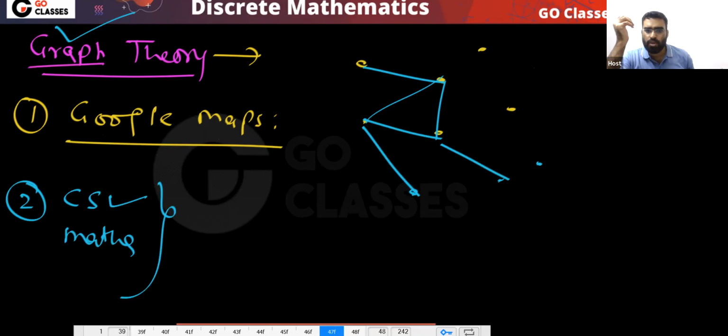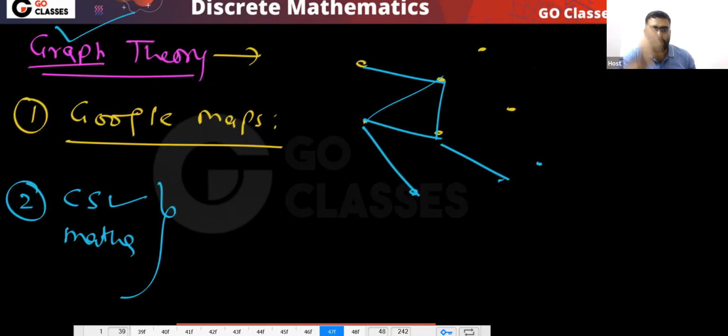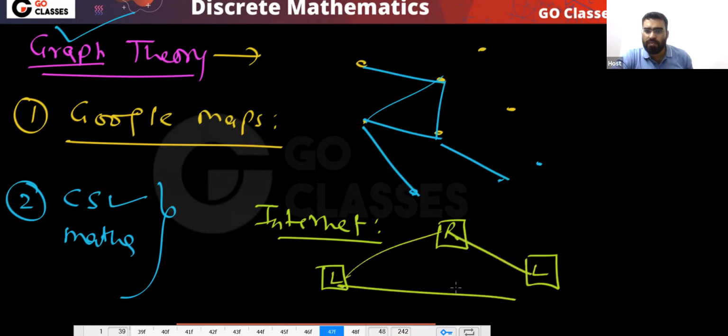Okay, so this is the idea. Yes, the internet is also a very huge graph. If you notice the internet, for example, this is your laptop, this is some other laptop, this is a router, this is a laptop, this is a laptop. So the internet is basically a very huge graph. Okay, so this is the idea. Is this clear? So very simple.